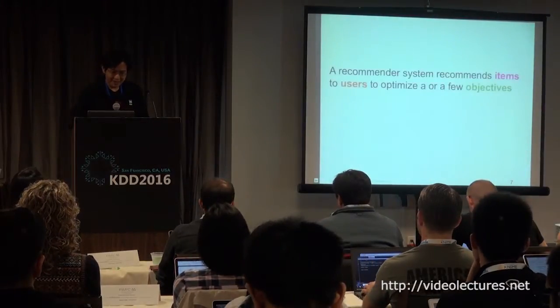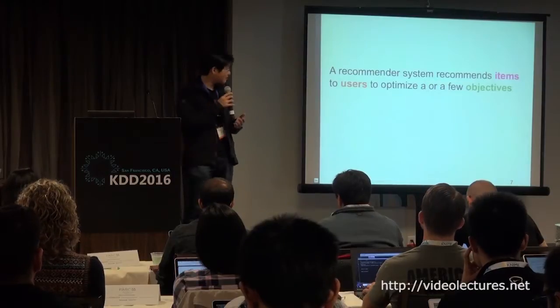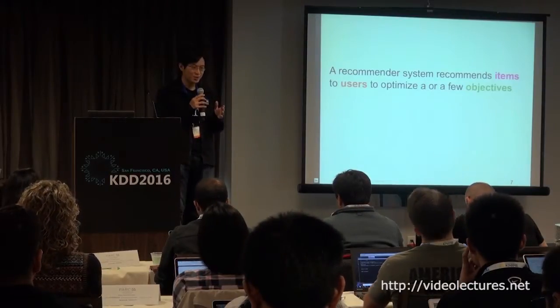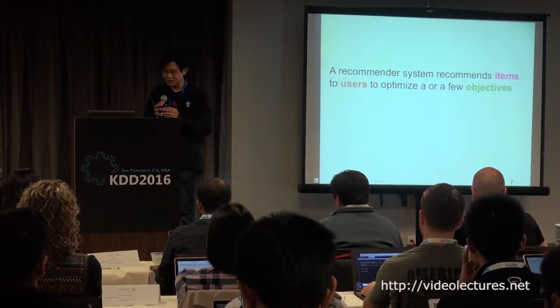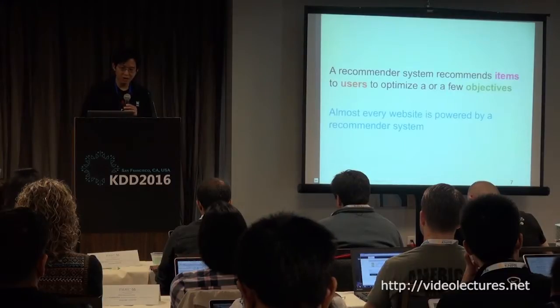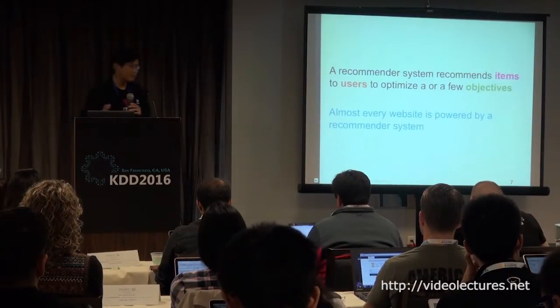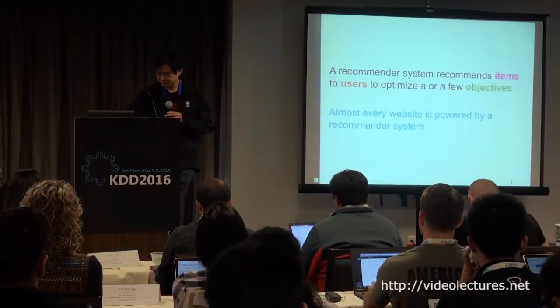Introduction. So what is a recommender system? A recommender system is a system that recommends items to users to optimize for one or a few objectives. I will give many such examples. And nowadays, almost every website is powered by a recommender system.